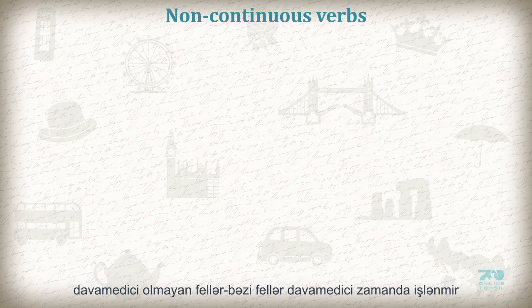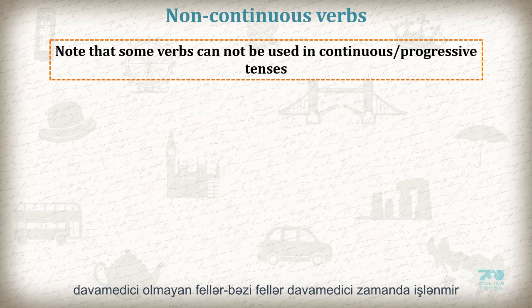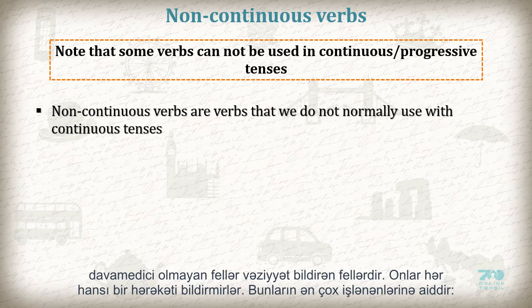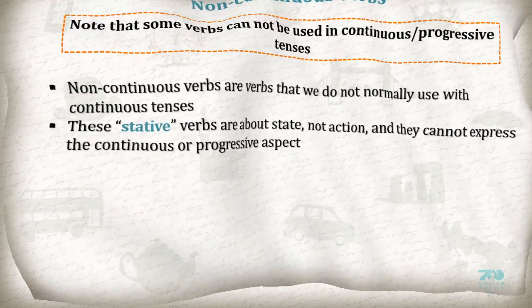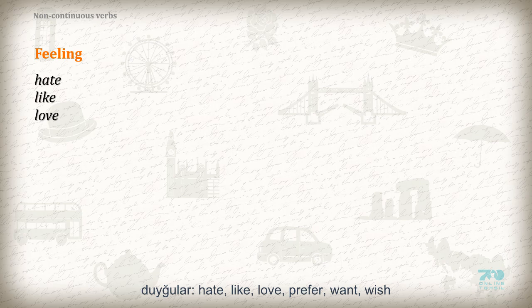Non-continuous verbs. Note that some verbs cannot be used in continuous progressive tenses. Non-continuous verbs are verbs that we do not normally use with continuous tenses. These stative verbs are about state, not action, and they cannot express the continuous or progressive aspect. Here are some of the most common non-continuous verbs. Feeling: hate, like, love, prefer, want, wish.